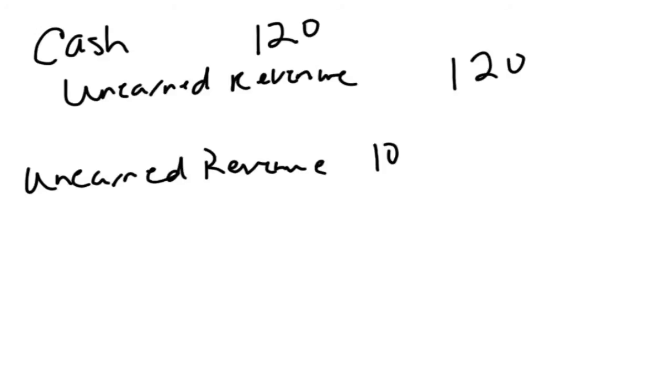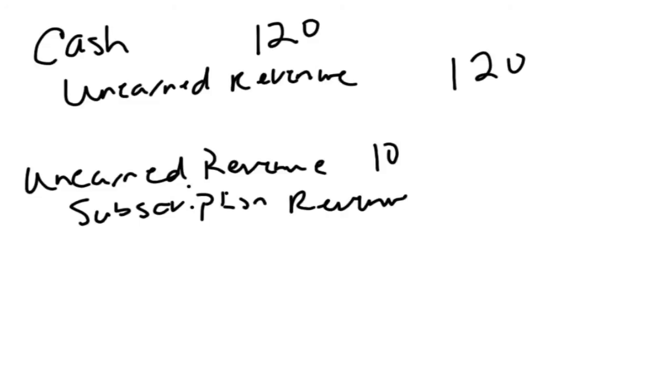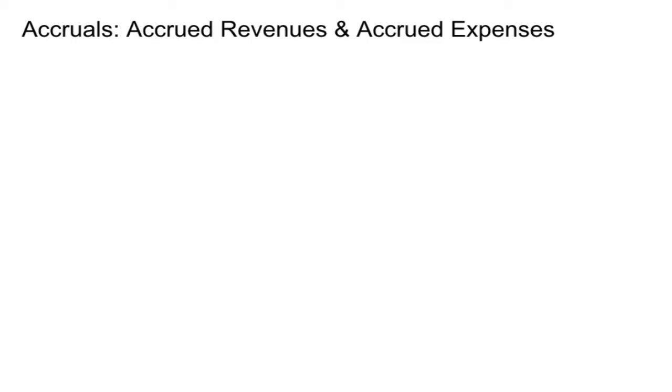And we credit what? We don't owe them it, and now we have actually earned it. So let's just call this, it was magazine subscription. So we'll put subscription. Oh, I can't write. Revenue for $10. Credit that. That's a revenue account. We're increasing it. Okay? All right. Let's go to the other category, accruals.